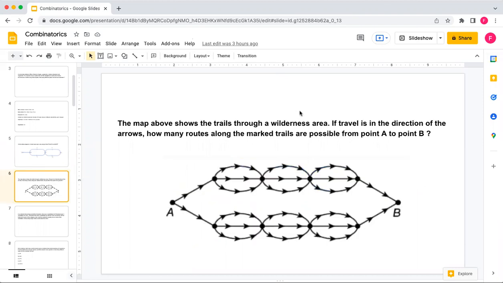This is again the same question. You have to move from A to B, and just quickly by following this. First of all, there are two ways, right? Three ways, and three ways, and in the last one way. So this will be just 2 into 3 into 3 into 3 into 1, which is 54 ways.